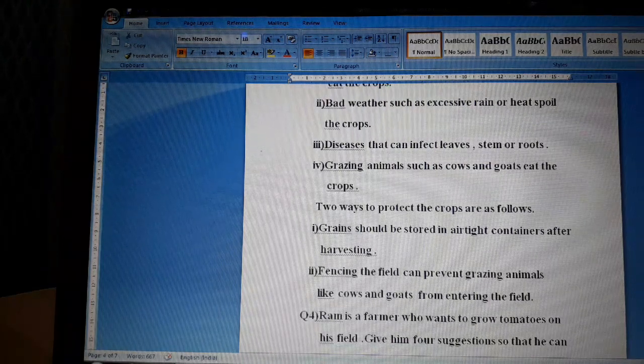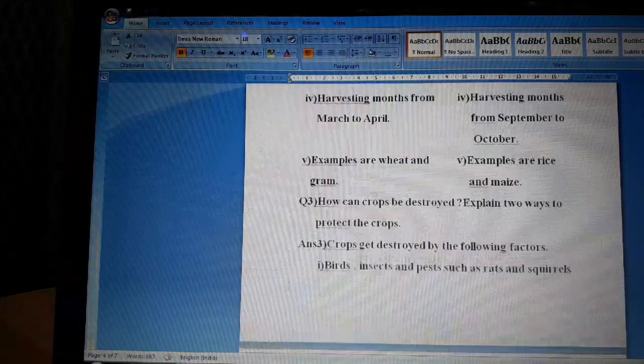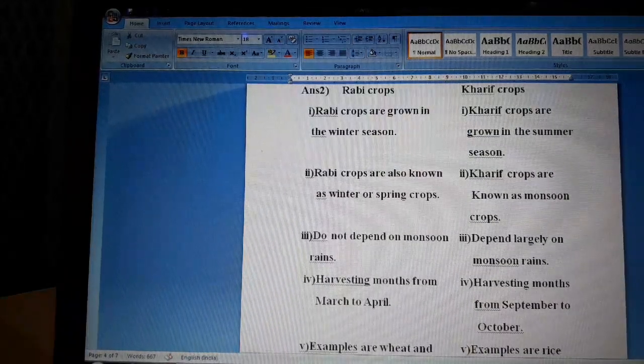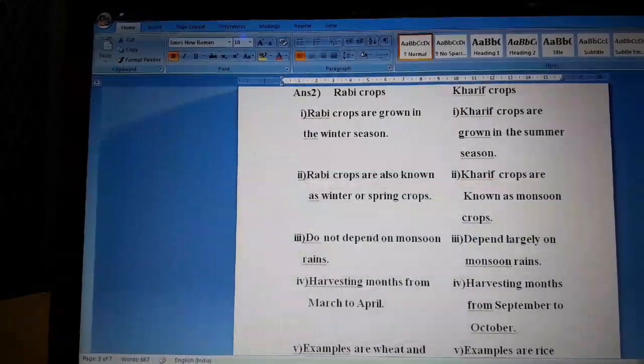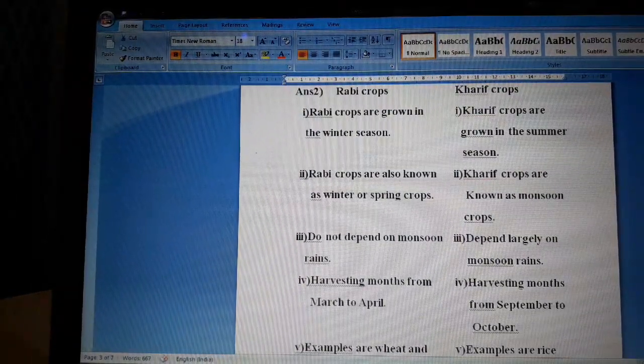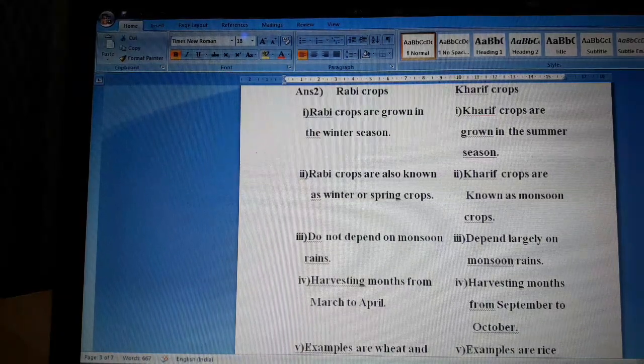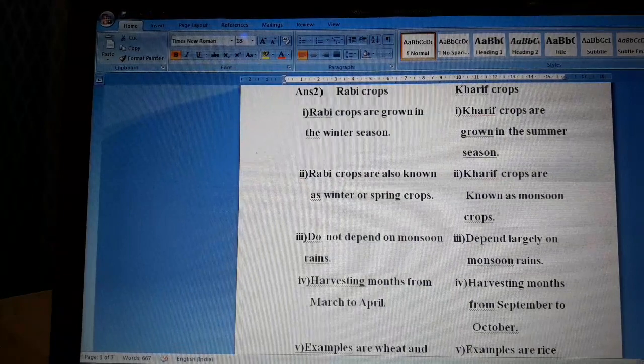Okay. Third point of this answer. Rabi crops do not depend on the monsoon rains. But Kharif crops depend largely on the monsoon rains.